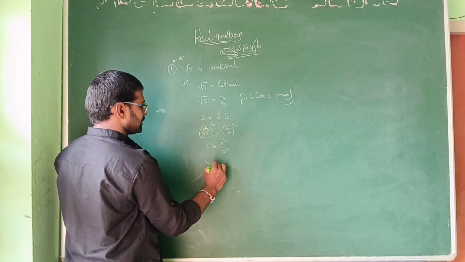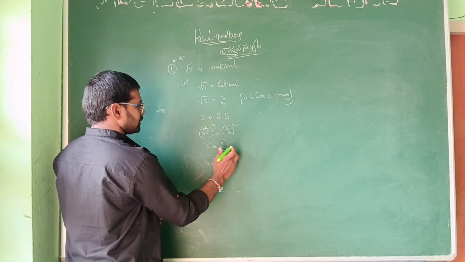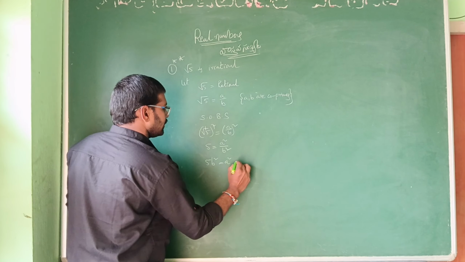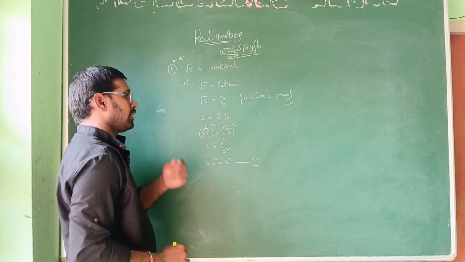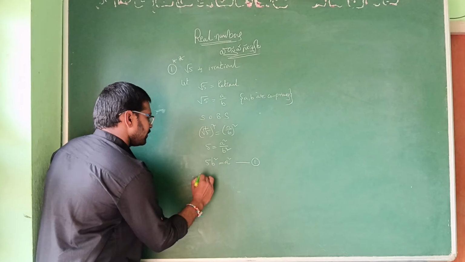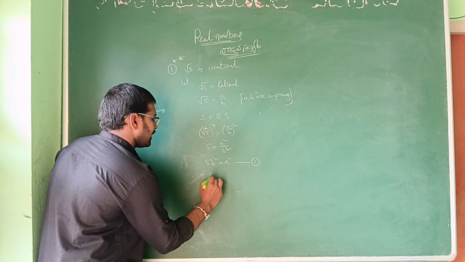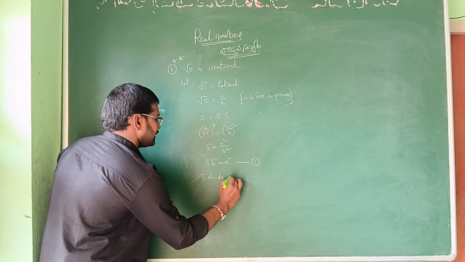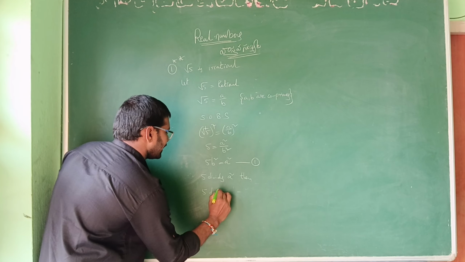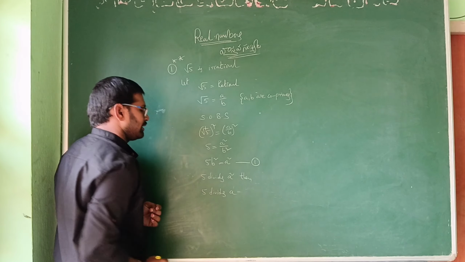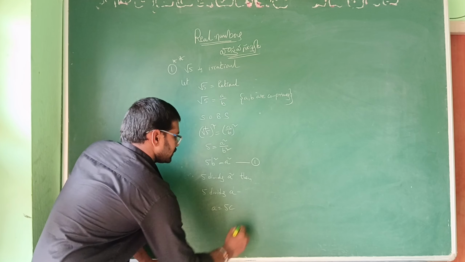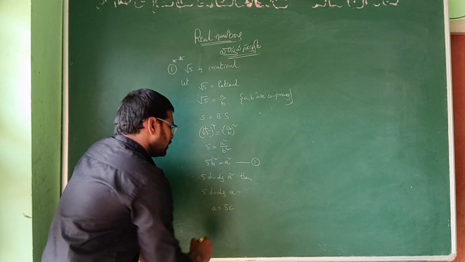Now transfer b square to this side. This is division, so when transferred it will become multiplication. 5b square equals a square. This is the first condition. Now, from theorem 1.2 that I told you previously, if 5 divides a square, then 5 divides a. Then a equals 5c, where c is any constant.